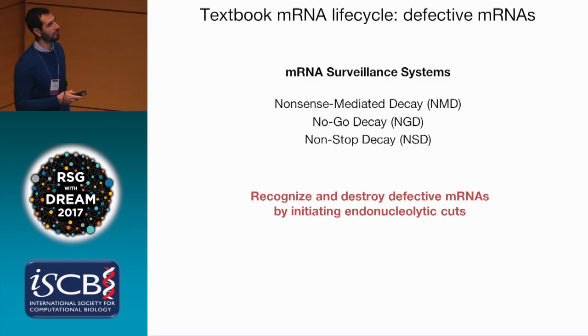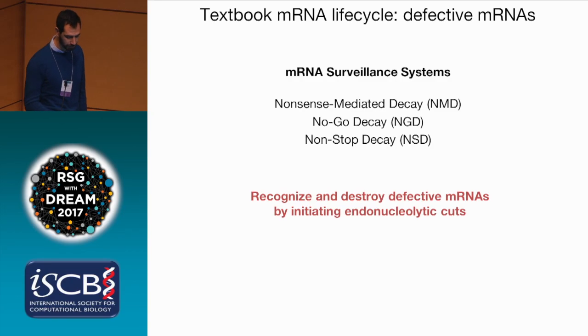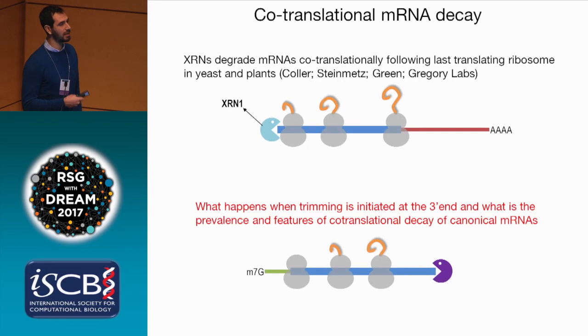Now, of course, we know that for defective mRNAs in the cell, there are mRNA surveillance systems that recognize and destroy these defective mRNAs by initiating endonucleolytic cuts. Recently, this distinct role of mRNA decay and translation has started to be questioned by several groups, both in yeast and plant. And it has been shown that XRNs actually degrade mRNAs co-translationally following the last translating ribosome. But of course, it is unclear what happens when trimming is initiated at the 3' end of the mRNA, and in general, what is the prevalence and features of co-translational mRNA decay, and even if it happens in humans.